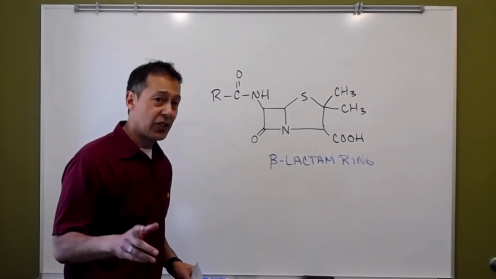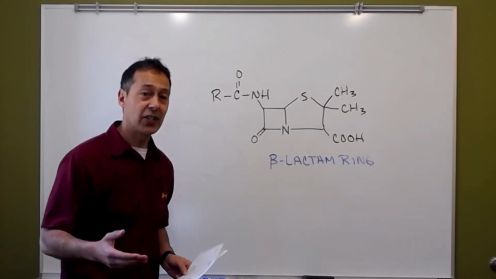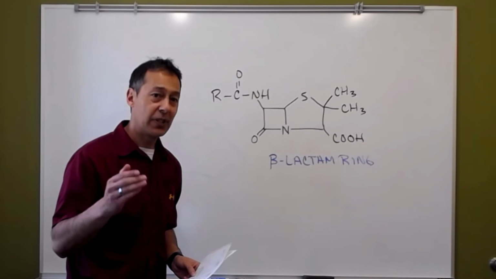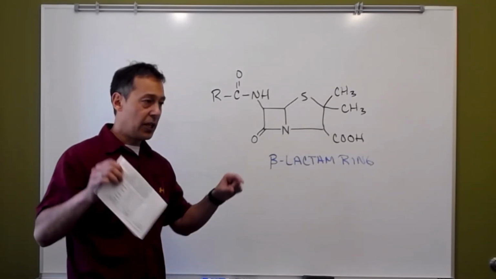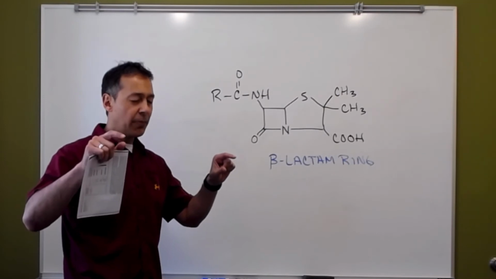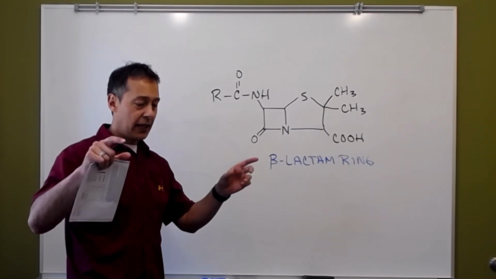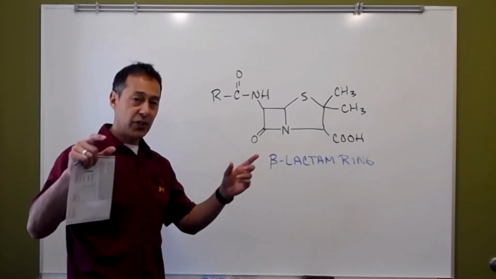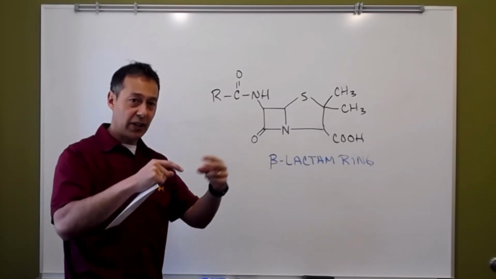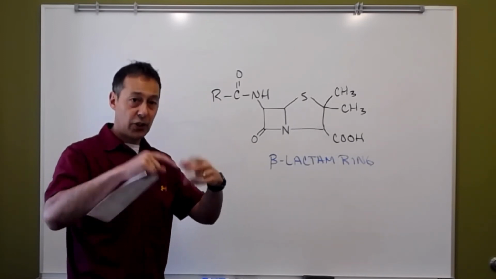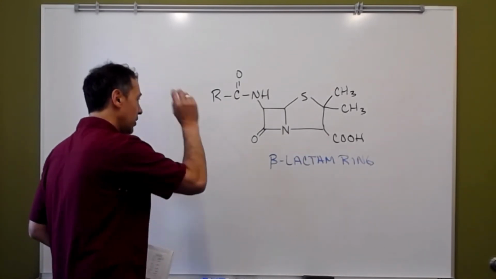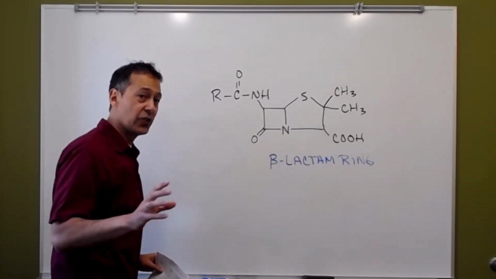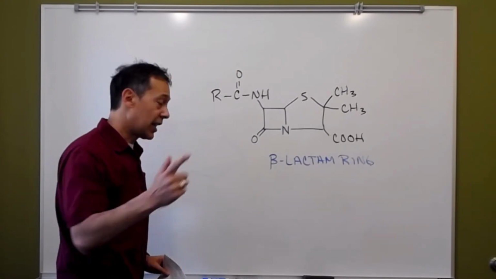Now they have an enzyme that helps them do this. This enzyme is a transpeptidase, and what that does is it helps the bacteria to take the amino acid side chains and cross-link them together to make strong cell walls. Okay, and so what this class of antibiotic does is it inhibits that enzyme.